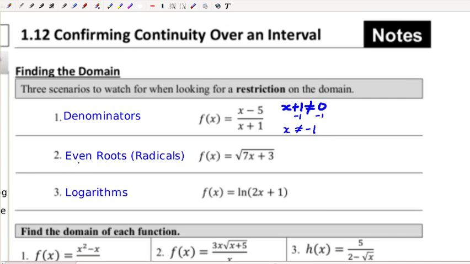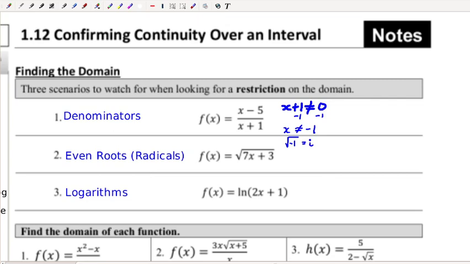Another option is an even root. This is like a square root, a fourth root, a sixth root, an eighth root, anything even. The reason for that is because we cannot take square roots of negative numbers. If you try to take a square root of -1, you get an imaginary number, which we are not dealing with right now. We are only dealing with real numbers, so this is a mathematical sin. It will make the universe explode. You cannot take the square root of a negative.